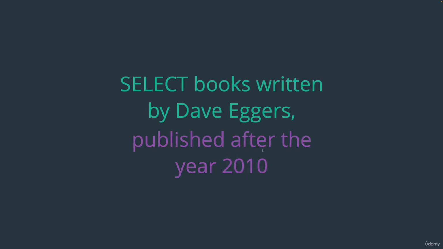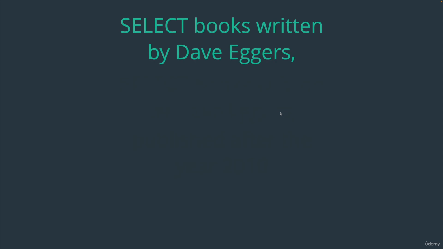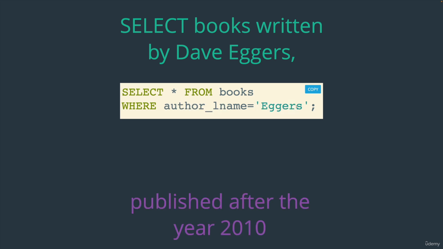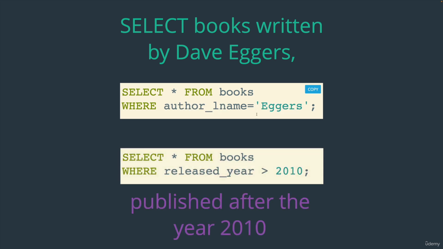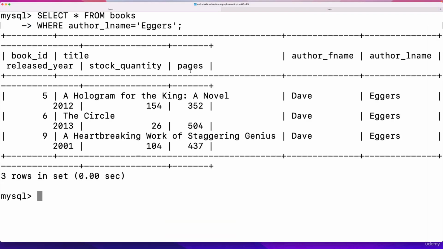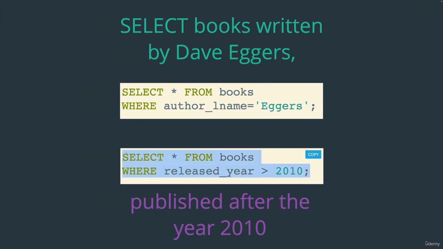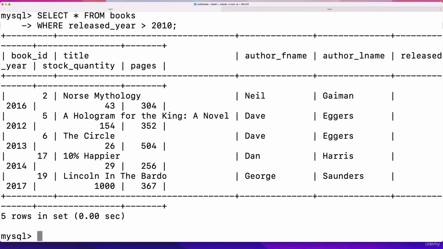So we can write those two queries individually, right? We can select the books written by Dave Eggers. Select star from books where author last name is equal to Eggers. And we can select the books published after the year 2010. Select star from books where release year is greater than 2010. And if I ran this here, we can see there's 3 Dave Eggers books. And then if I ran this one here to find the books released after 2010, there's 5 books there.